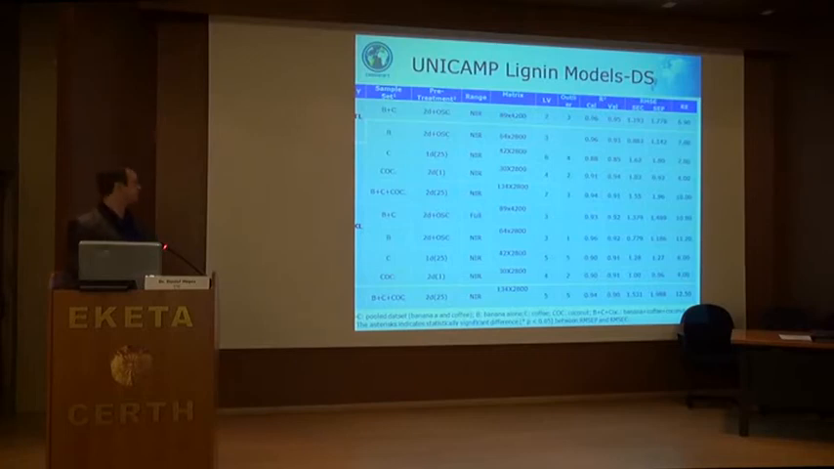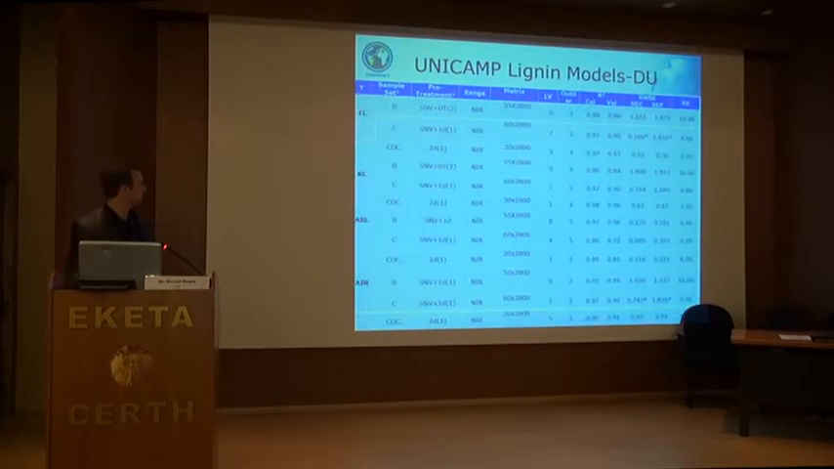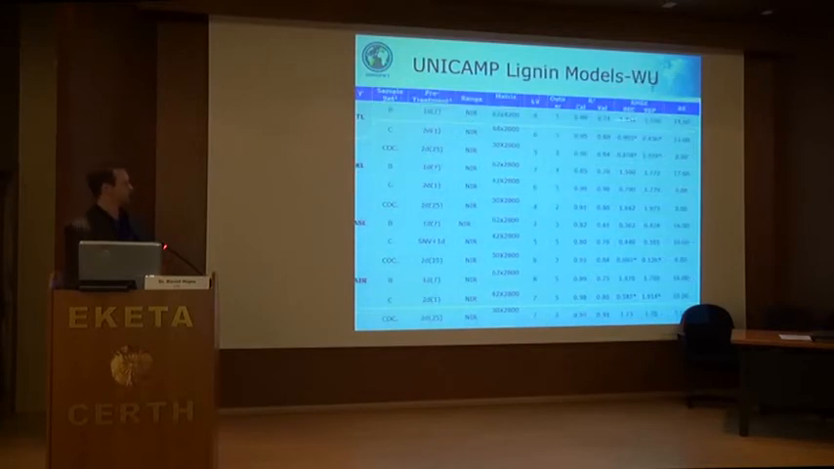Unicamp developed a wide variety of different models for banana, which is the B, coffee, which is the C, and coconut, which is the COC. And you can see that they had good R-squared, both for validation and calibration, and low standard errors in their predictions. Both for the DS, the dry sieve material, for the dry on-ground material, and most importantly, for the wet on-ground material. Once again, you have a high R-squared of validation.